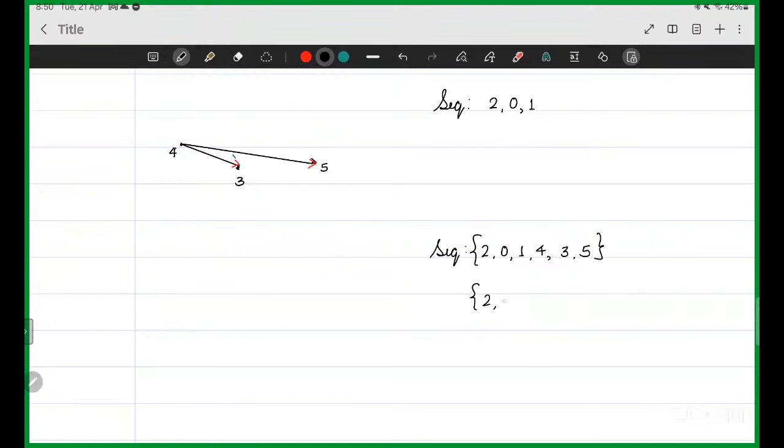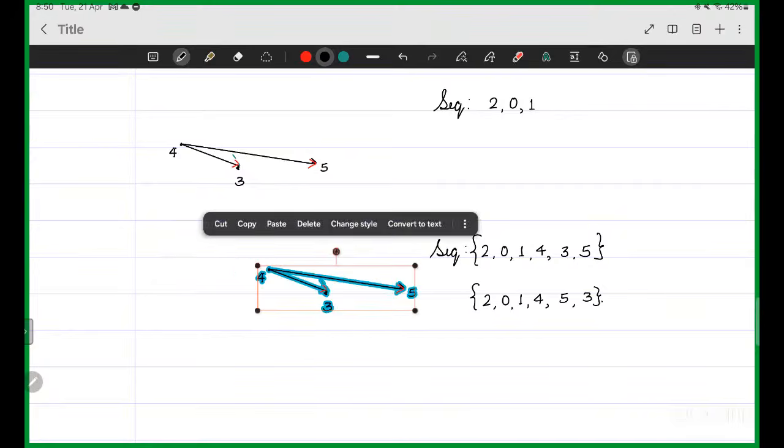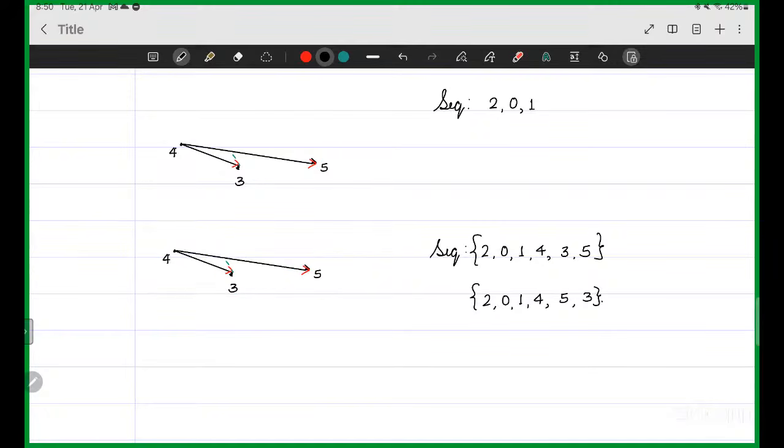Another possible sequence could have been 5, 3 also. I'll maybe keep that over here. After this, we'll be left with this and this.